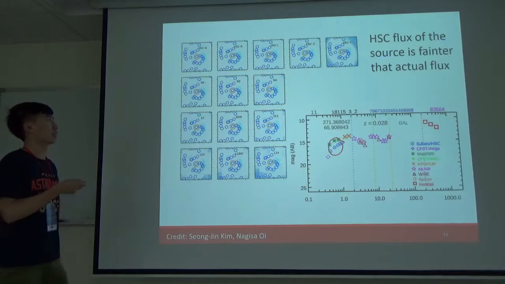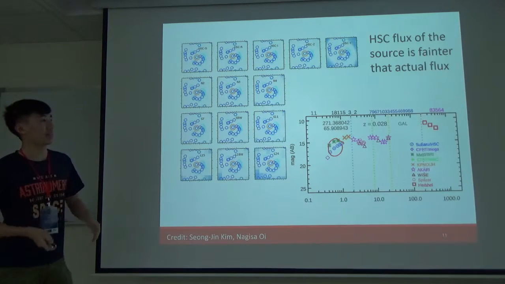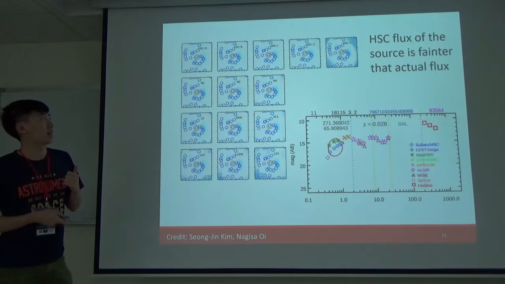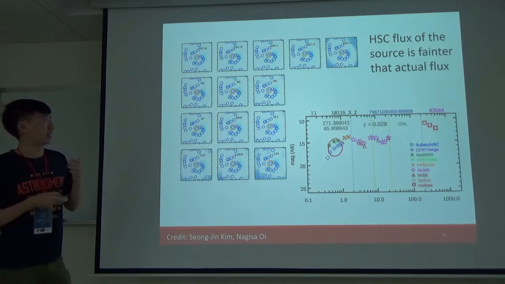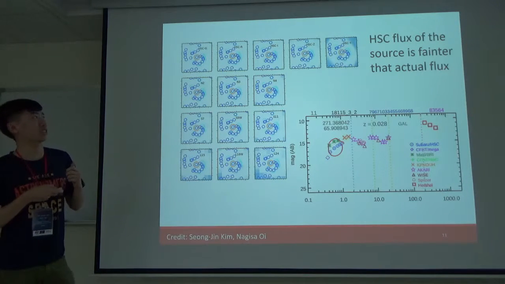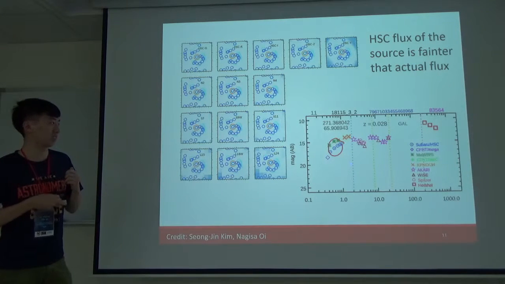Nagisa-san helped me to look at this source. So we can see that from the HSC image, this is actually a very large bright source, and the HSC detection is fragmented into many. The catalog is in fact using one of these detections, and this detection is in fact fainter than the actual flux. This makes this difference.